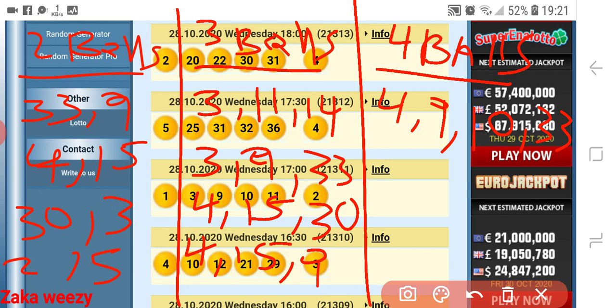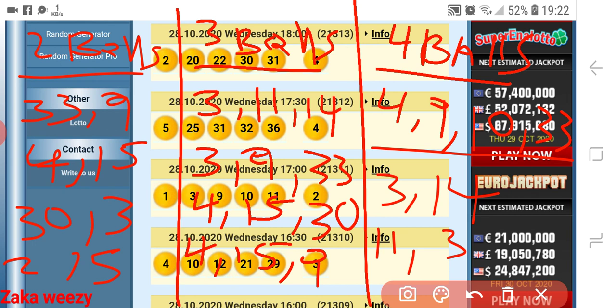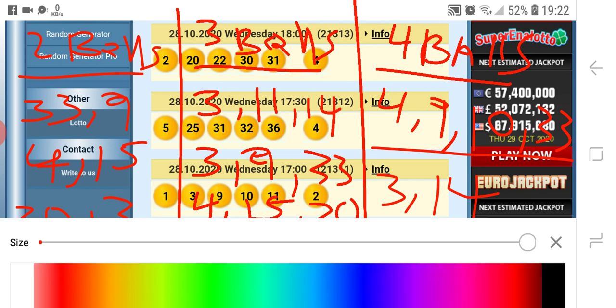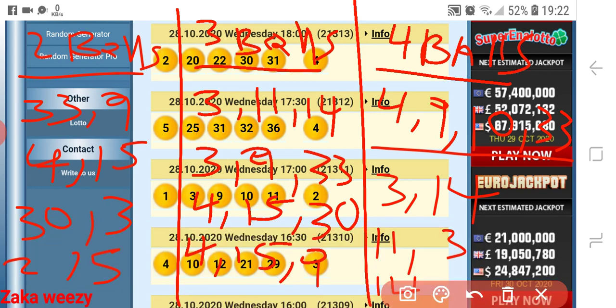So guys, play these numbers. You can also play 3, 14, 11. I mean 14, 11. You have to put 14 here. These are numbers you should play for this row.